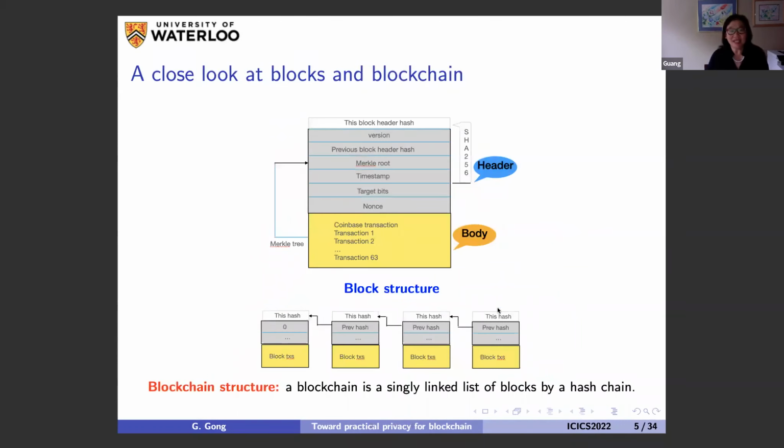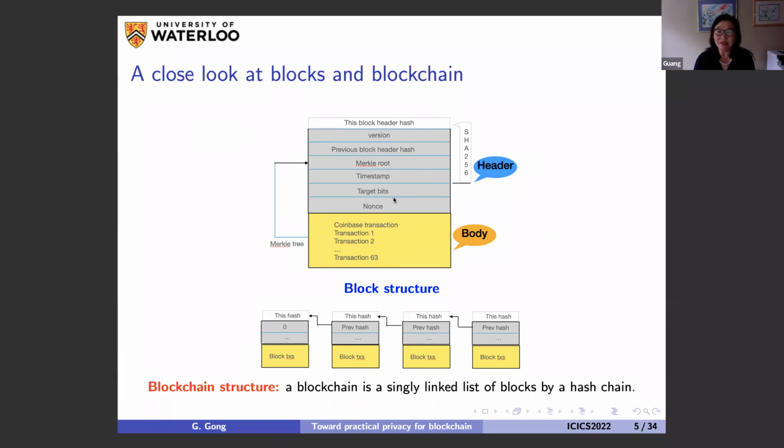Then we look at those blocks and what's in the detail, how the blockchain is formed. Each block includes not just one transaction. Here I put 64 transactions. This is the format in Bitcoin.